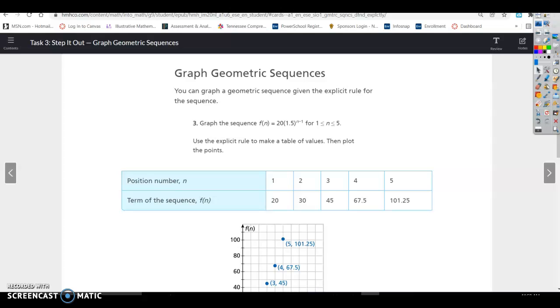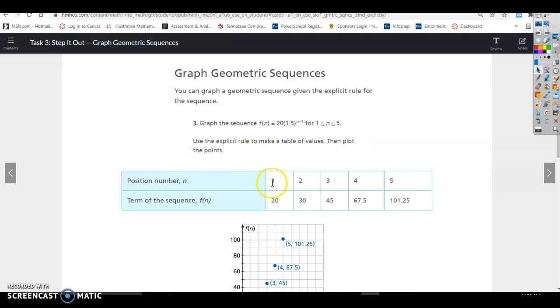Lesson 14.2, Task 3. Graph geometric sequences. You can graph a geometric sequence given the explicit rule for the sequence. So we're going to graph the sequence f of n equals 20 times 1.5 raised to the n minus 1 power for all n between 1 and 5. Use the explicit rule to make a table of values, then plot the points.